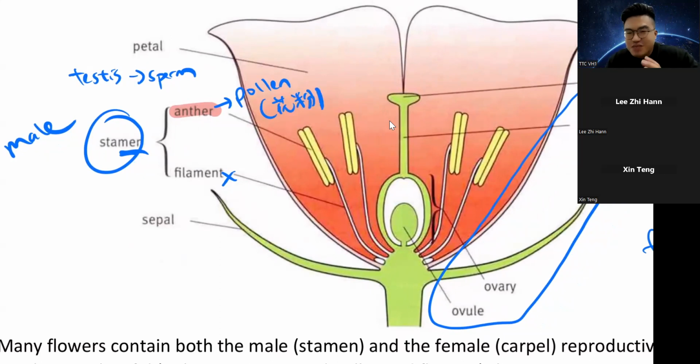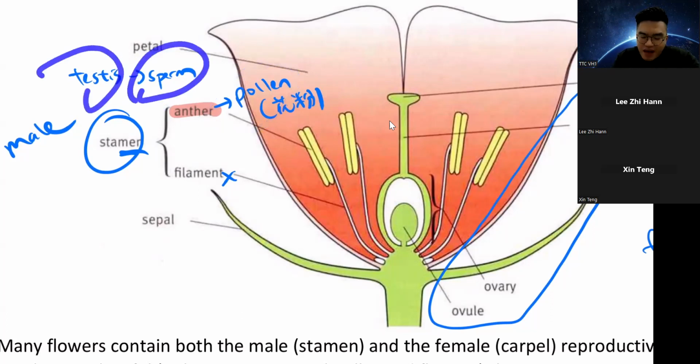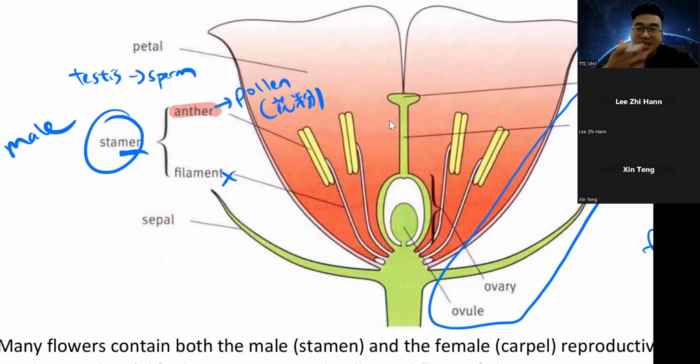Okay, sperm is 精子. Pollen is 花粉. They are the same. Sperm is the male cell, 男孩子的细胞. Pollen is also the male cell, but it's for plant. So testis will make sperm, anther will make pollen. It's the same thing.